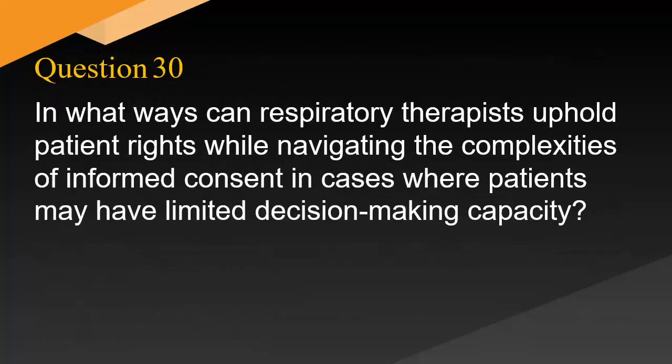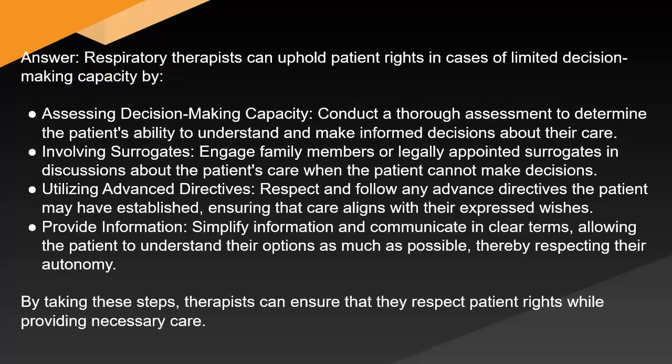In what ways can respiratory therapists uphold patient rights while navigating the complexities of informed consent in cases where patients may have limited decision-making capacity? Answer: respiratory therapists can uphold patient rights in cases of limited decision-making capacity by assessing decision-making capacity, conducting a thorough assessment to determine the patient's ability to understand and make informed decisions about their care; involving surrogates, engaging family members or legally appointed surrogates in discussions about the patient's care when the patient cannot make decisions; utilizing advance directives.